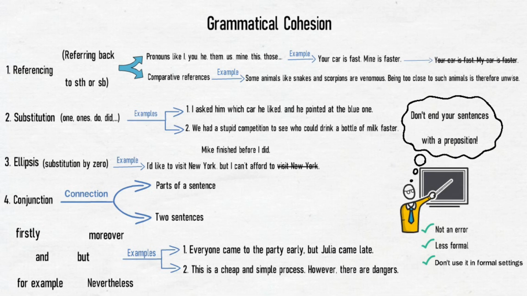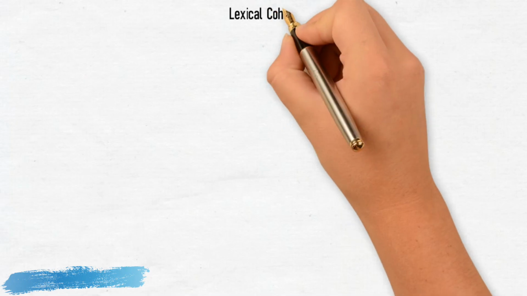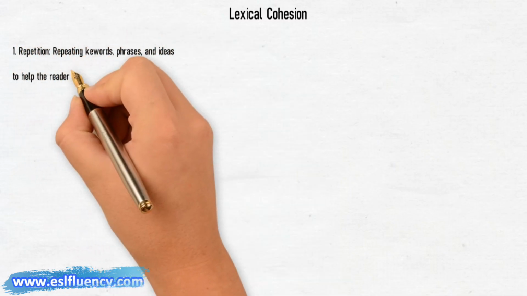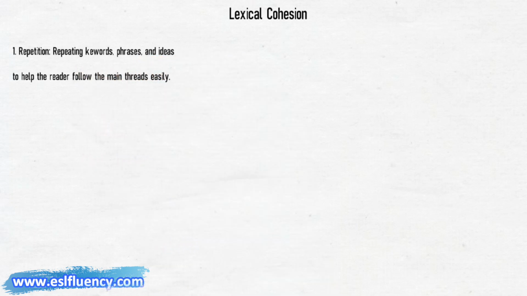Now that you understand what grammatical cohesion is, let's take a look at lexical cohesion. Lexical cohesion refers to the meaningful connection between the words in your sentences. There are two main forms of lexical cohesion. Number one, repetition. It refers to repeating keywords, phrases, and ideas throughout your work, which helps your reader follow the main threads more easily. Take a look at this example to understand how it works.